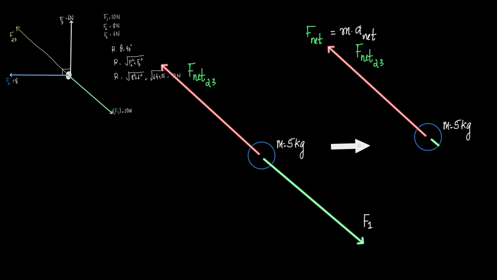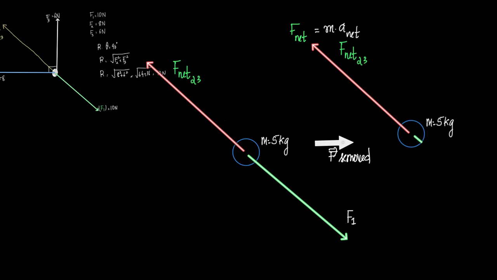Now, according to the question, F1 is removed from the system. So what is removed? Vector F1 is removed from the system, in which case what happens? The body remains the same, mass is 5 kilogram, and F net 23 actually becomes the net external force acting on this body. Why? Because F1 is no more present here.